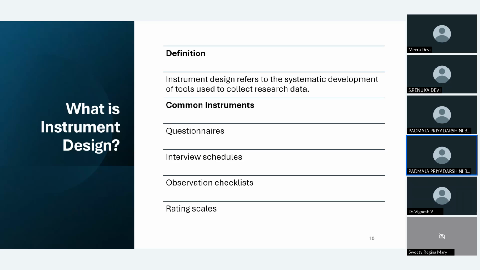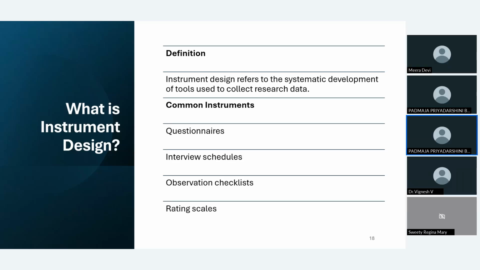So here the instrument design refers to the systematic development of the tool. Whichever way we collect, it can be through a questionnaire, through interview schedules, through an observation checklist, or even through rating scales. It all depends on the researcher, the modus operandi, the demand of the study, and how they are going to take it forward. These are the common instruments.